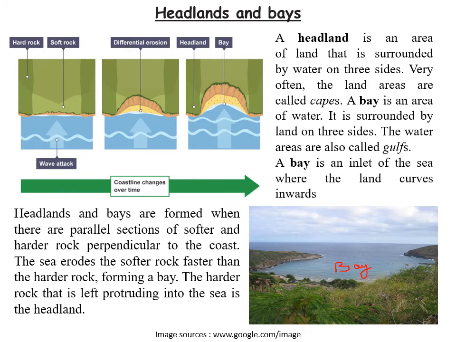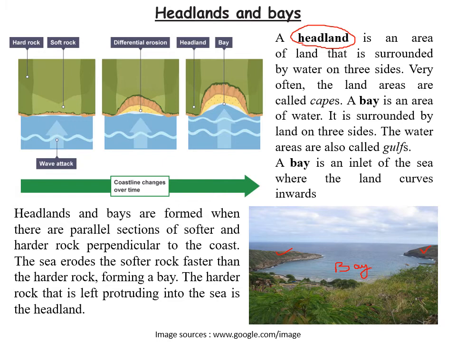Simultaneously, beside the bay, you may find a landmass, in this case this one and this one, which is also surrounded on three sides by marine water. Say for example, the southern end of India. If you look at the southern end, Tamil Nadu, Kerala, in these states, this landmass of India is surrounded on three sides by marine water. So these are known as headlands. Headlands and bays occur due to the same process, and they occur side by side.